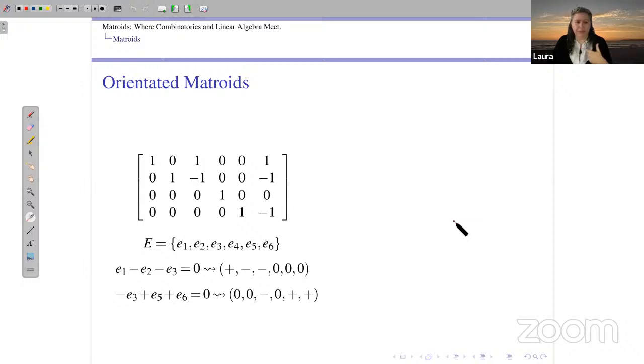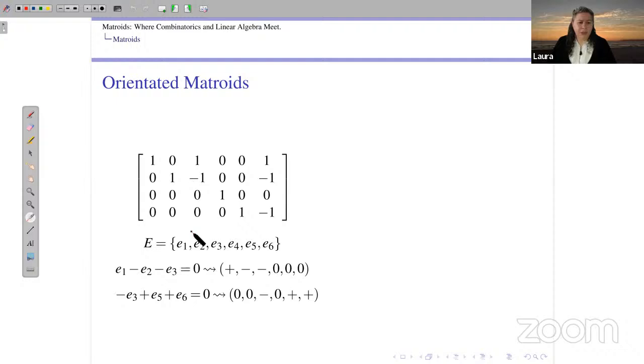So when I do this abstraction, when I forget about the numbers inside the matrix, and I just look at the linear relations between the elements, I am sort of dropping a lot of information. I don't even really care what the numbers are in here. I just care which sets are linearly dependent and which ones are linearly independent. But there is a way I can keep a little bit more of the information.